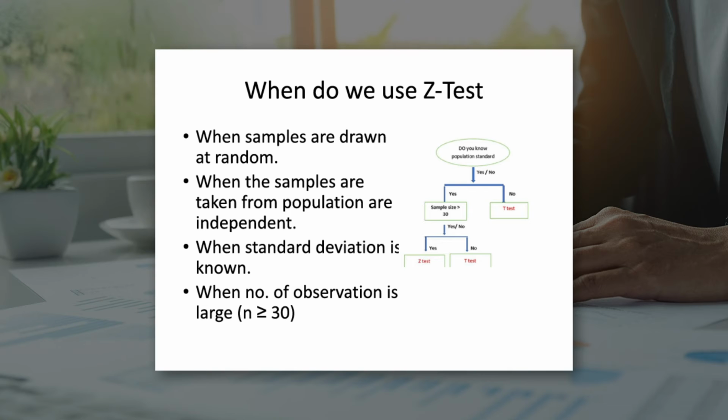So when do we use Z test? When samples are drawn at random, when samples taken from the population are independent, and when the standard deviation is known. And when the number of observations is large, that is n is greater than or equal to 30. So this is the thumb rule which we have to follow always as far as application of Z test is concerned.